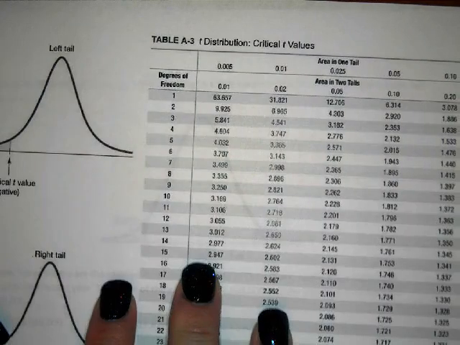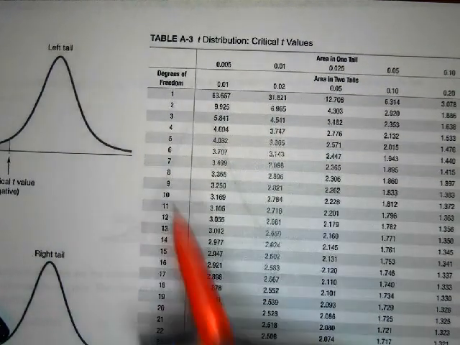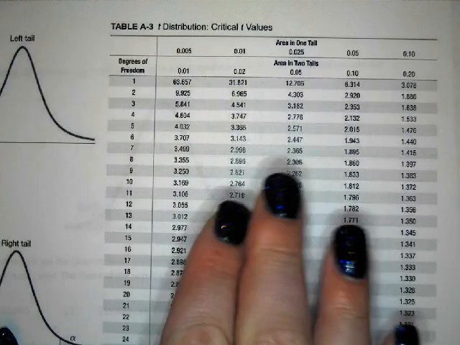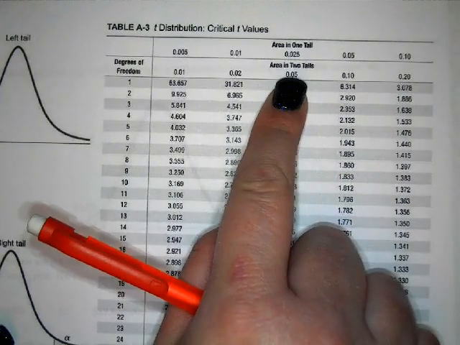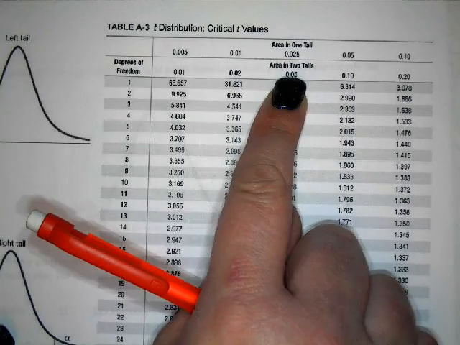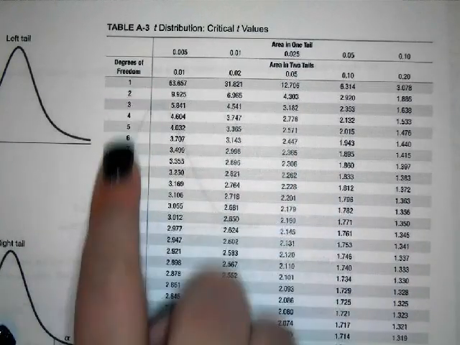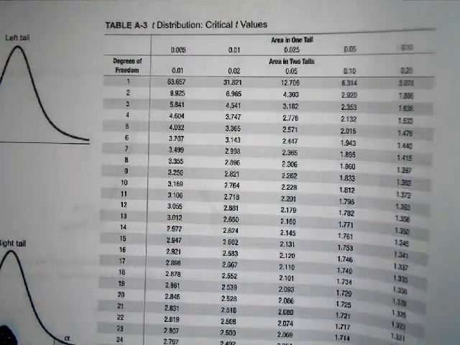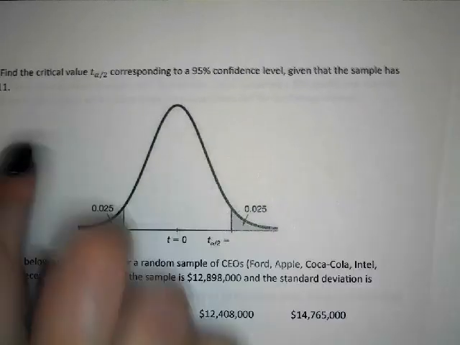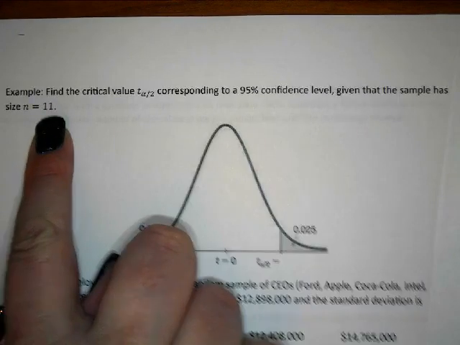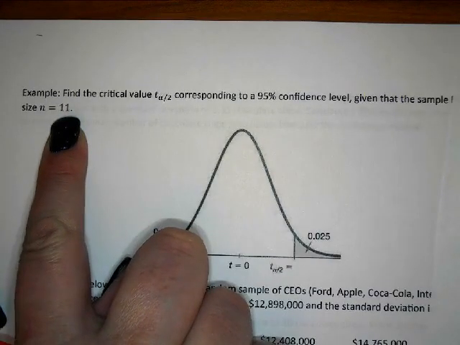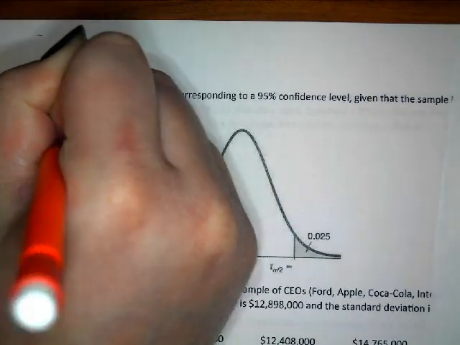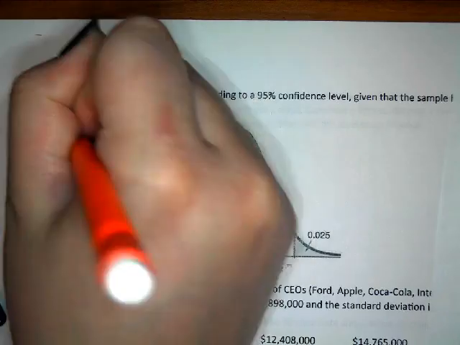And this is also in the back of your book. So to use the t-distribution table, you have to know two things. One is the confidence level that you have, and the other is the degrees of freedom. The degrees of freedom are just based off how big your sample size is. So if your sample size is n equals 11, then your degrees of freedom, or DF, is just n minus 1, so the degrees of freedom are 10.